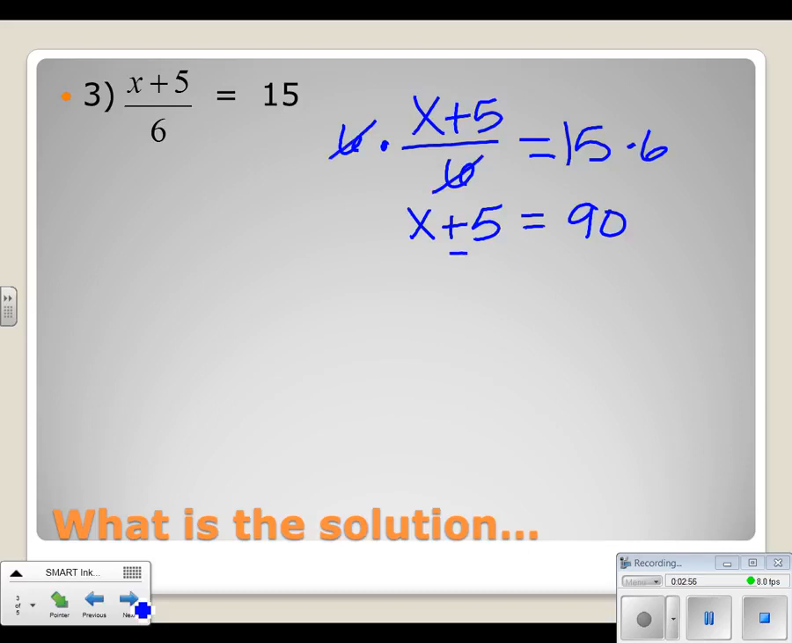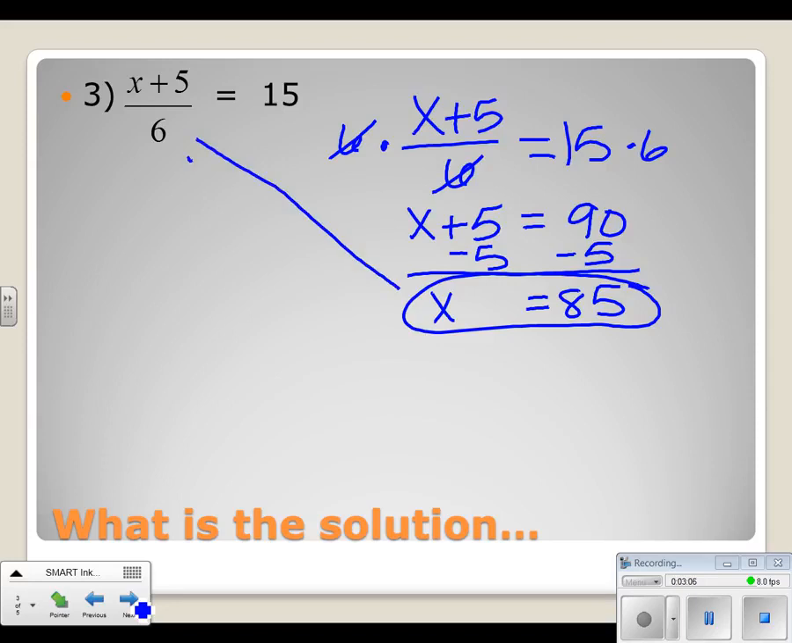Subtract 5 from both sides. X is the same as 85. Check your solution up in the original equation. 85 plus 5 divided by 6 is 15, so that's correct.